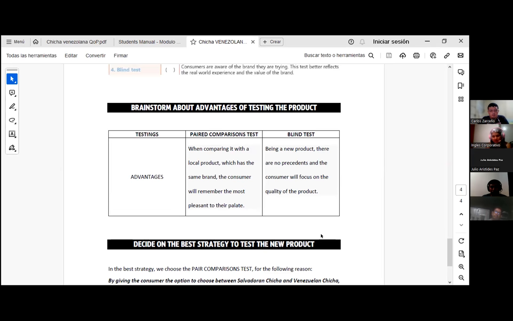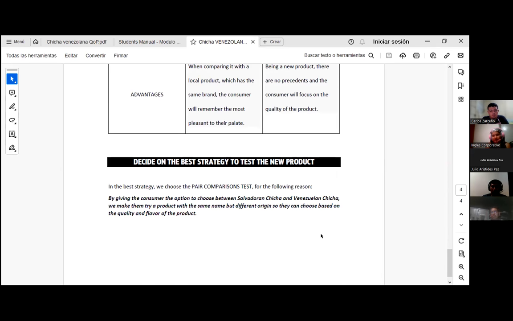The strategy is the comparison test. We consider it very necessary to put two products, I don't know if that is the correct expression, let the customer try both products and let the customer decide which is the better product.